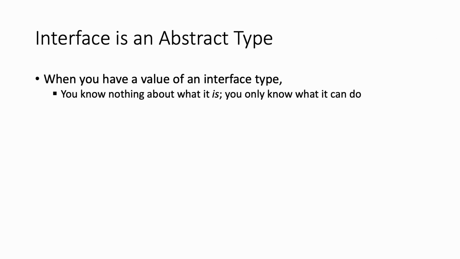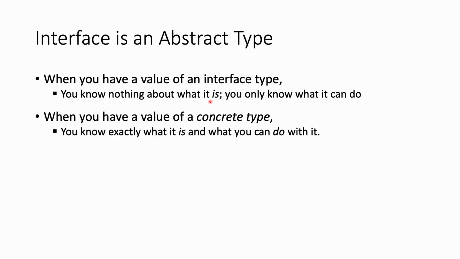An interface is actually an abstract type. What does that mean? It means that when you have a value of an interface type, you know nothing about what it is. You only know what it can do. In contrast, when you have a value of a concrete type, you know exactly what it is and what you can do with it. All the types we have looked at prior to interfaces were concrete types.